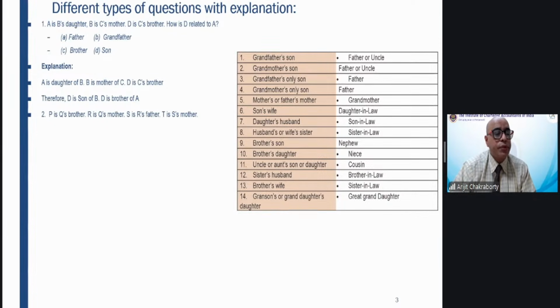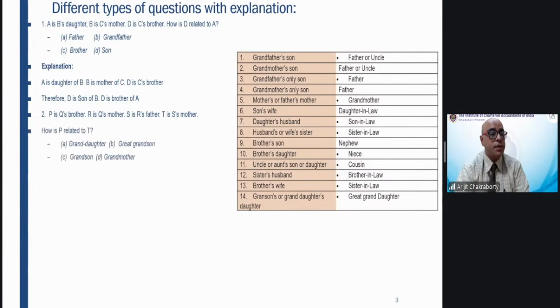T is the mother of S. So we have one more linear relation, and we see that T is the mother of S. So T is also female. Question is, how is P related to T?